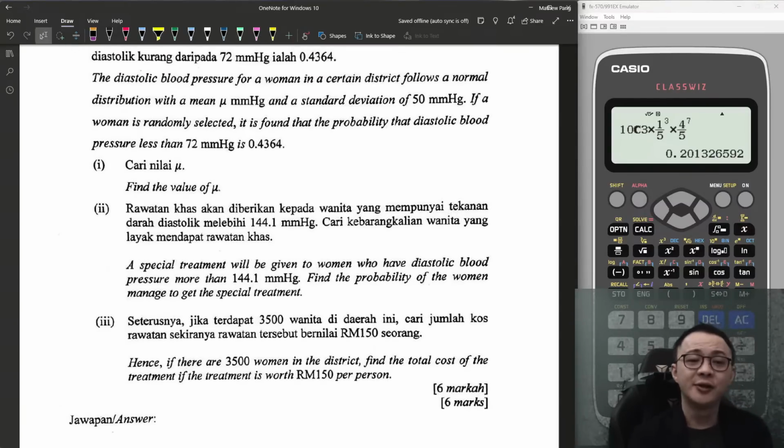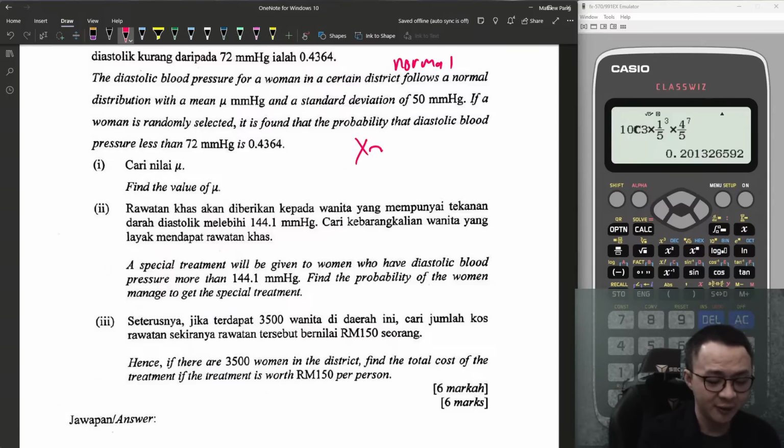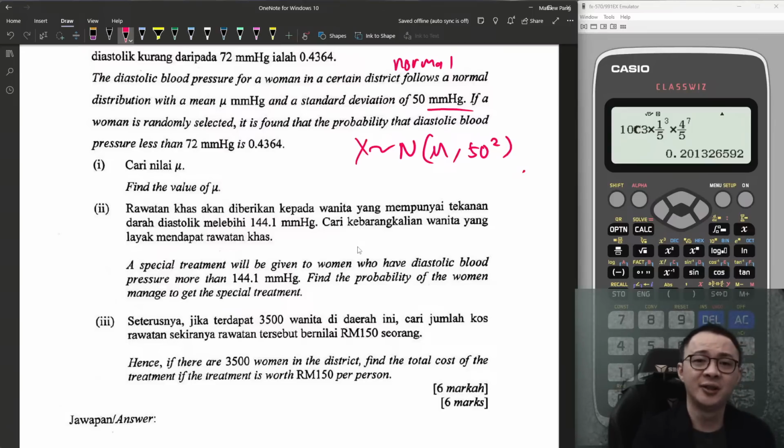Okay, so the diagnostic blood pressure for women in a certain district follows a normal distribution. So this is a normal distribution, where the mean is unknown and the standard deviation is 50. Okay, this is the parameter. This mmHg, I believe, is the unit for a doctor or nurse to measure your blood pressure. Maybe it's for the pressure of the blood lah.